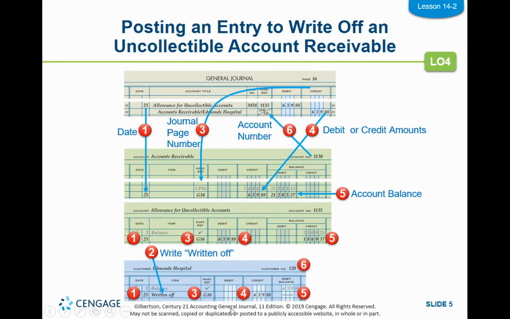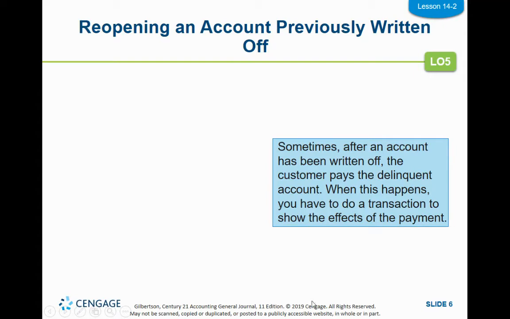And then you also post that credit in the accounts receivable ledger, and that gives them a zero balance to show that it's been written off. So sometimes after you've written an account off, because you haven't told them that it's written off, like I said a minute ago, you will get payment on that account. So sometimes after that account's been written off, they pay. When that happens, you have to do the transaction to show those effects.